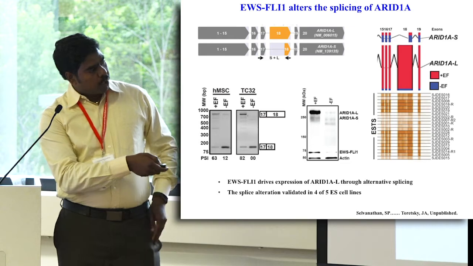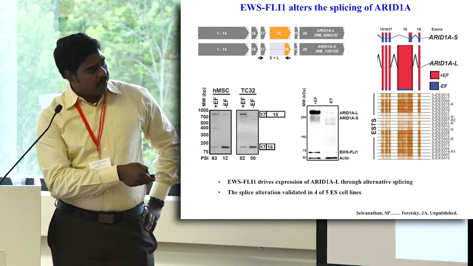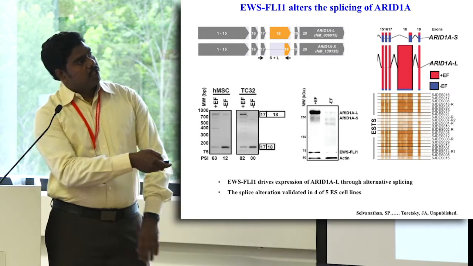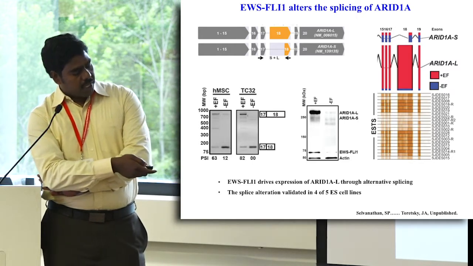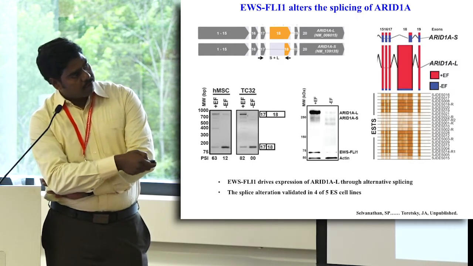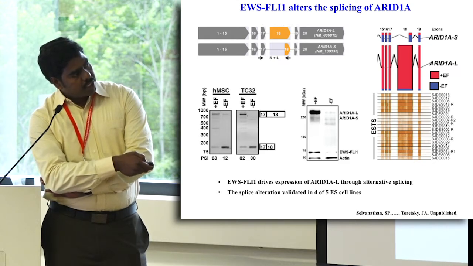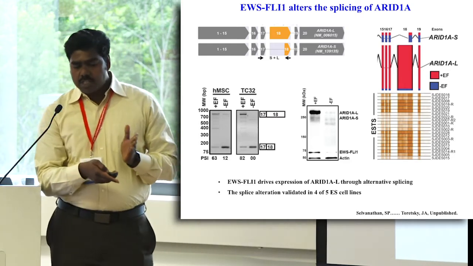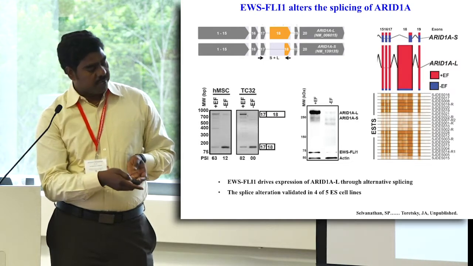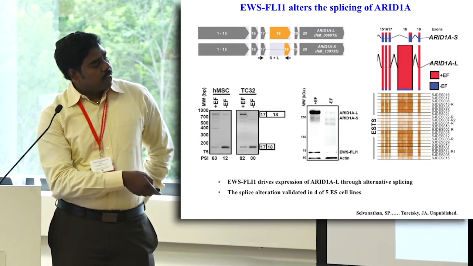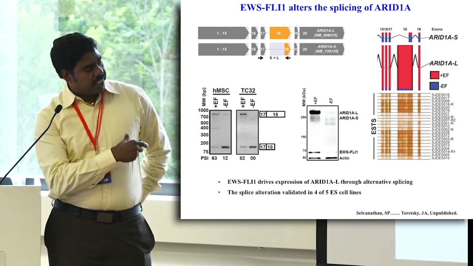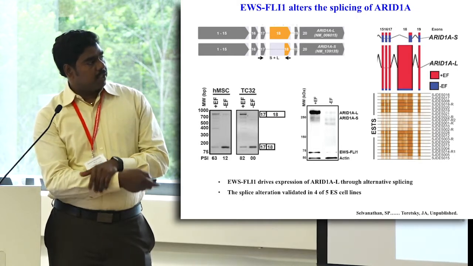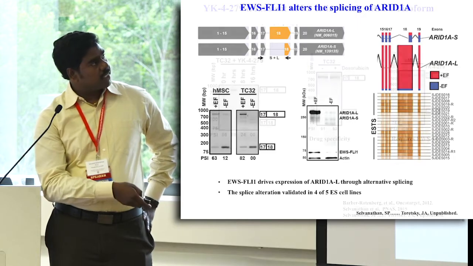Next, we also showed that when we knock down EWS-FLI1, the ARID1A long isoform protein level also goes down. We also validated with 21 Ewing sarcoma patients, and all the patients consistently express the long isoform. These heat maps show each individual patient expressing the long isoform of exon 18. This clearly suggests that the long isoform is well expressed in Ewing sarcoma patients. So EWS-FLI1 drives ARID1A alternative splicing, preferentially favoring the long isoform, and this was also validated in different Ewing sarcoma cell lines.